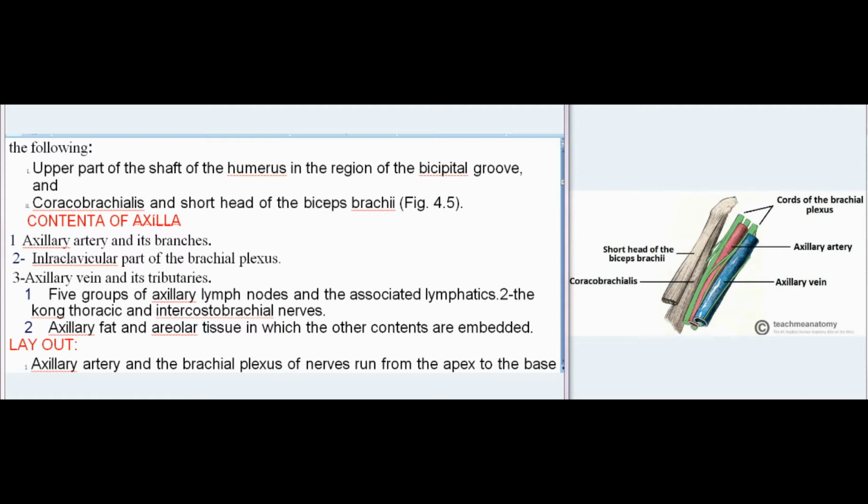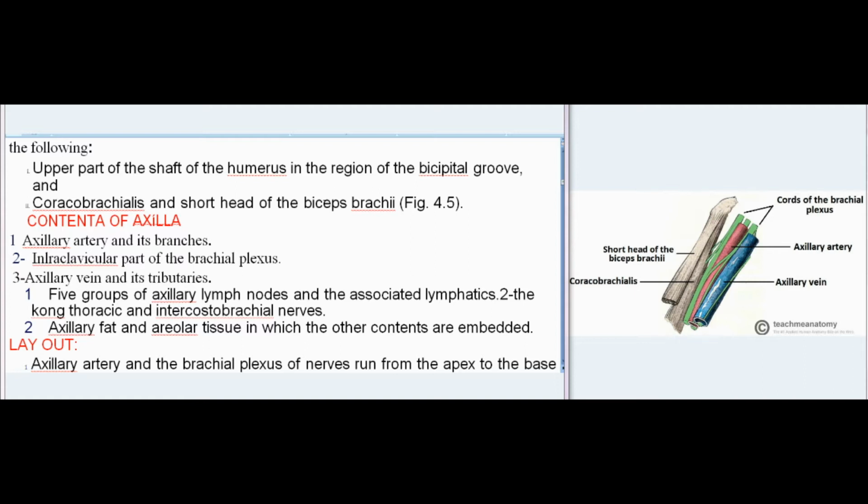Contents of axilla: 1. axillary artery and its branches. 2. infraclavicular part of the brachial plexus. 3. axillary vein and its tributaries. 4. 1-5 groups of axillary lymph nodes and the associated lymphatics, and the long thoracic and intercostobrachial nerves. 5. axillary fat and areolar tissue in which the other contents are embedded.